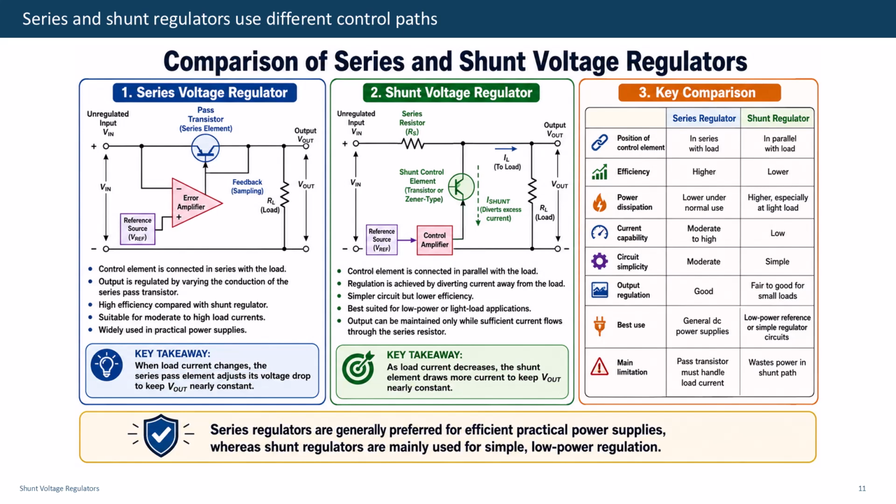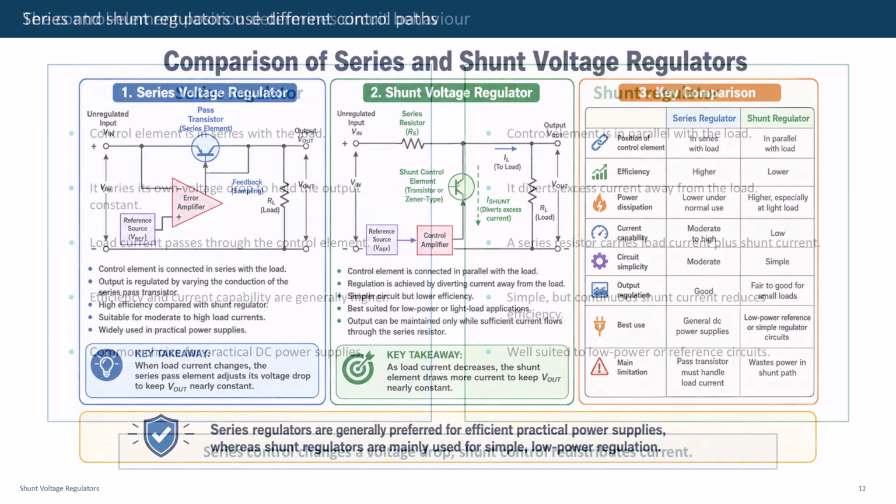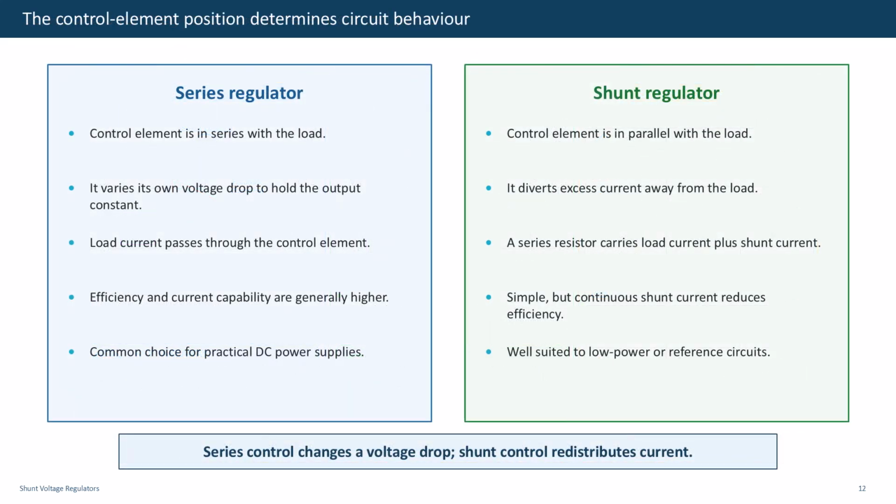The table summarizes the consequence. Series regulation generally offers higher efficiency, lower normal power dissipation, and greater current capability. Shunt regulation is simpler, but it is normally reserved for low power loads, voltage references, or situations where the wasted current is acceptable. The position of the control element explains most of the practical differences.